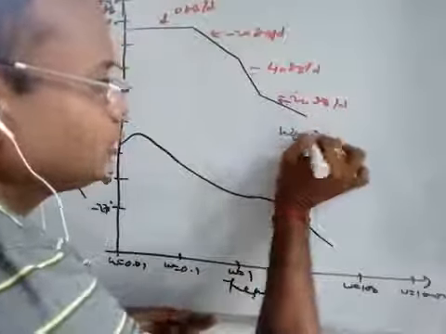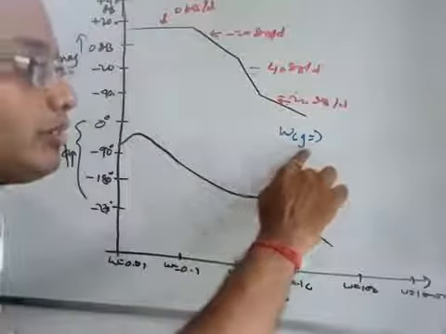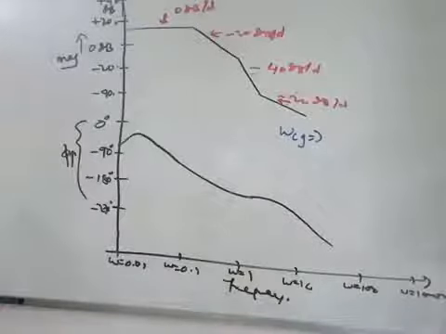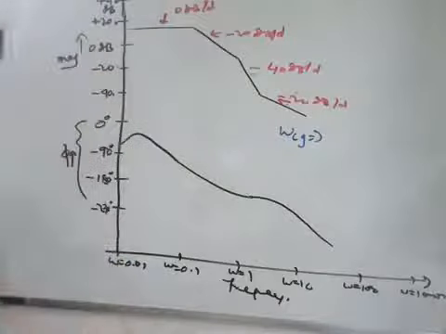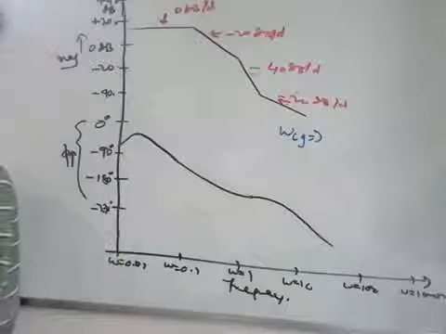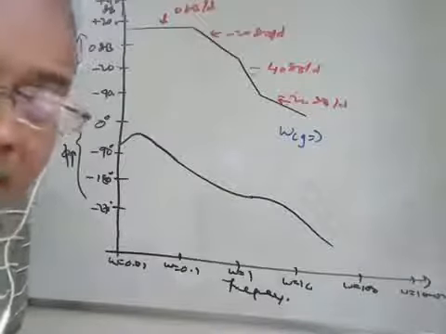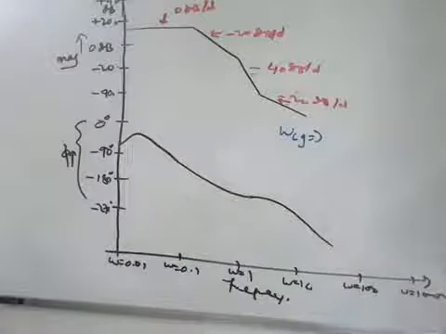Omega Cg, what is this omega Cg? This is the gain crossover frequency. Now gain crossover frequency means the frequency at which the gain is 0 dB. The frequency at which gain is 0 dB.